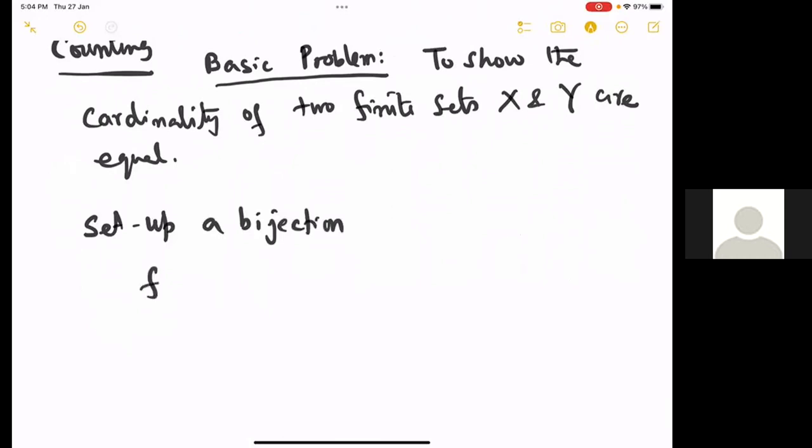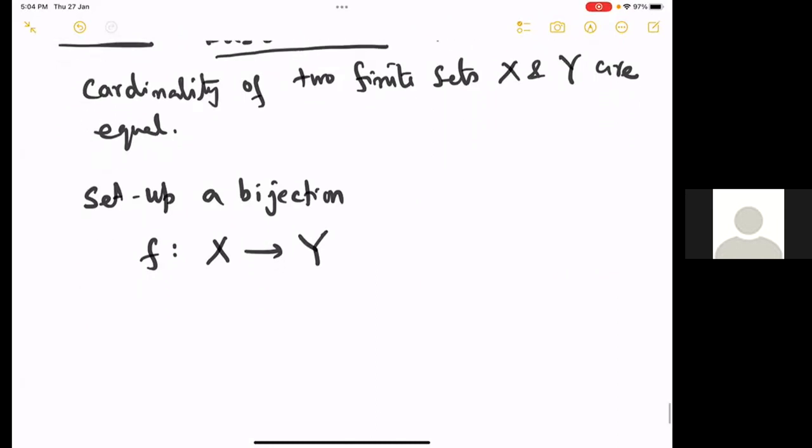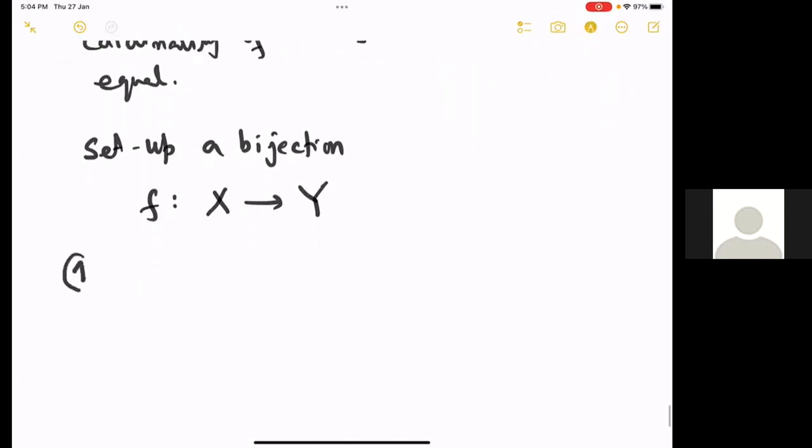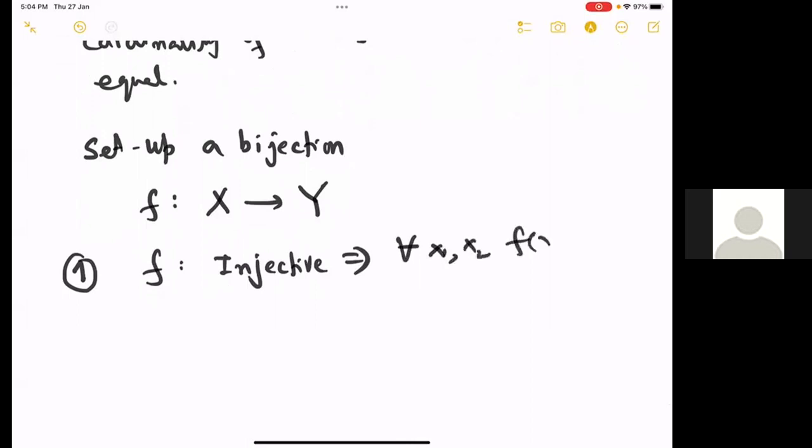Set up a bijection f from X to Y. If there is a bijection, then the cardinality of the two sets are the same because there is a one-to-one correspondence. And I think all of you know, I just quickly refresh what is a bijection. Two properties should be satisfied. First, f is injective, meaning that for all x1, x2, x1 is not equal to x2, f(x1) is not equal to f(x2).